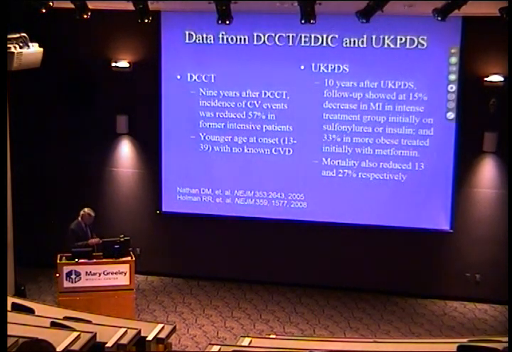So these were the results longer term of the follow-up of the DCCT, the EDIC, and the follow-up, the UKPDS. So 9 years after the DCCT, the incidence of cardiovascular events was reduced 57%. These were in former conventional patients now on intensive therapy versus patients always on intensive therapy. And the same kind of thing was found in UKPDS. The patients that were treated with insulin or sulfonylureas had a reduction, 15% decrease in MI, 33% if they were the obese metformin group. And the mortality was also reduced 13 to 27%.